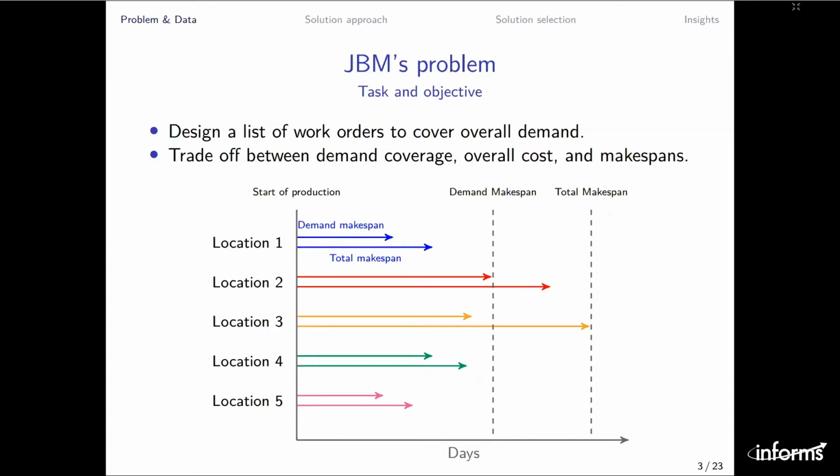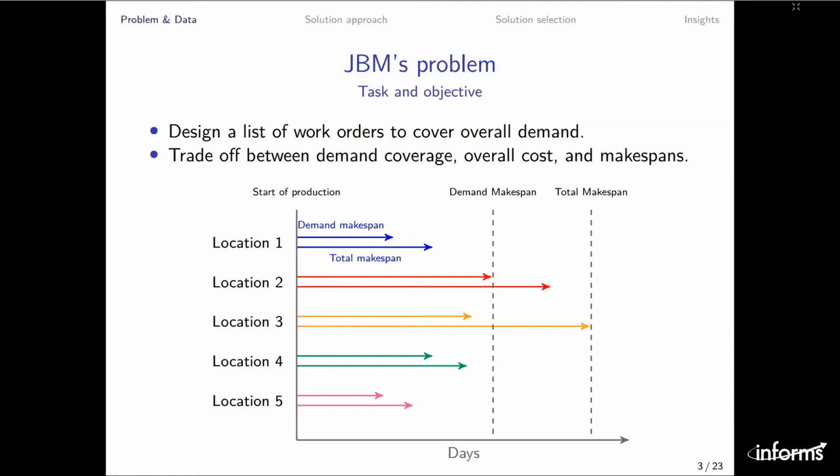In this competition, the given task was to design a list of internal work orders in each plant to cover overall demand. This production plan must handle the trade-off between demand coverage, overall cost, and makespans. But what is makespan? It is the time at which the last event occurs.